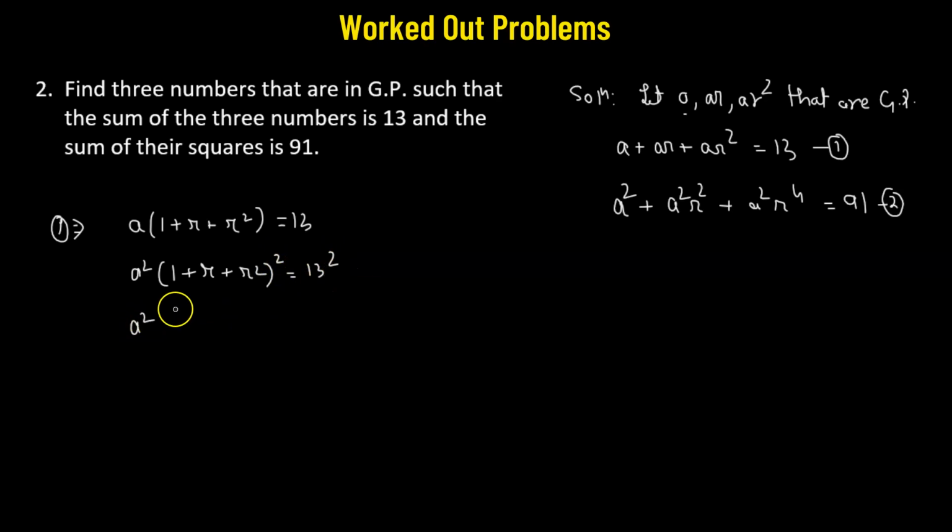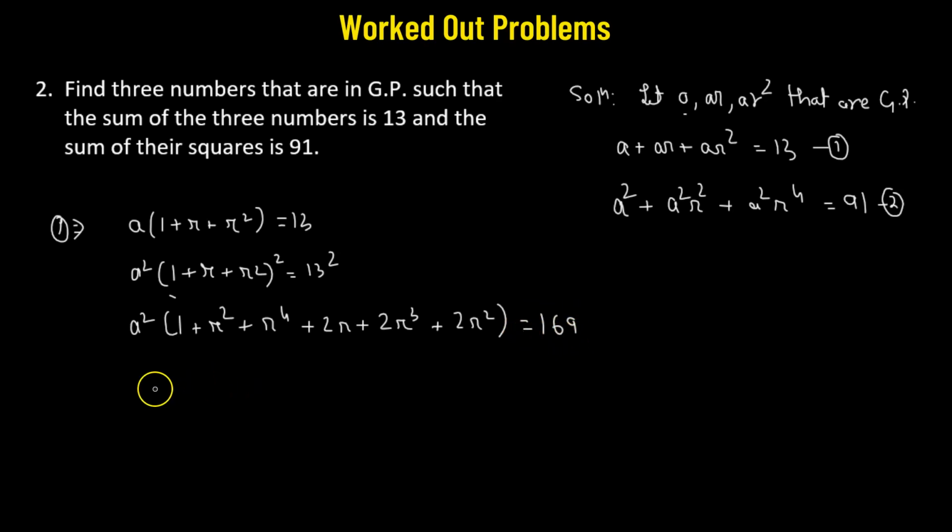So we have a squared times. Now we're going to expand 1 plus r plus r squared, whole squared. So this is going to be 1 plus r squared plus r raised to the power of 4 plus 2 times r plus 2 times r cubed plus 2 times r squared. So this is going to be equal to 169.